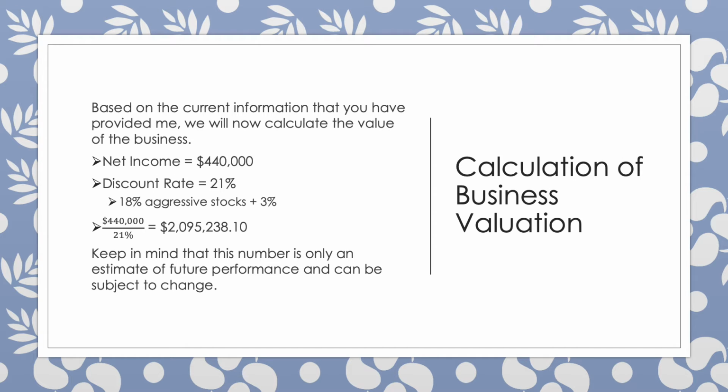Based on the current information that you have provided me, we will now calculate the value of the business. We have a net income of $440,000 and a discount rate of 21%, which is calculated by 18% for aggressive stocks plus the 3%. That gives you $440,000 divided by 21%, which gives you $2,095,236.10. Keep in mind that this number is only an estimate of the future performance and can be subject to change.